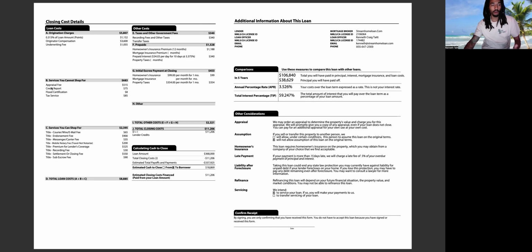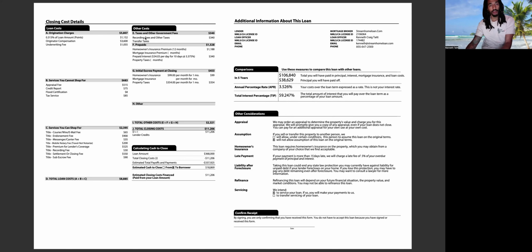These are all fees, whether it's your discount points, a fee to the originator of the transaction, the underwriting fee, appraisal, or credit report. These are all actual fees. On the other side of it, you have recording fees. That's a fee, obviously, but it's not a fee that you're paying to some third party.